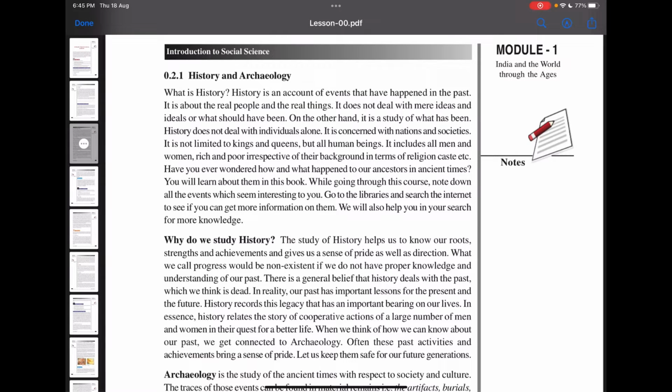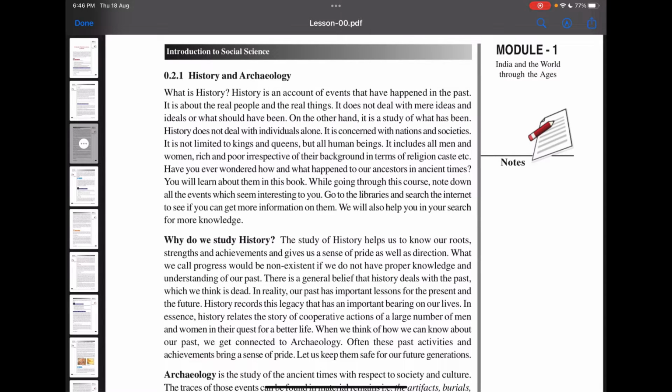History does not deal with individuals alone. It is concerned with nations, societies. It is not limited to kings and queens, but all human beings. It includes all men and women, rich and poor, irrespective of their background in terms of religion, caste, etc.